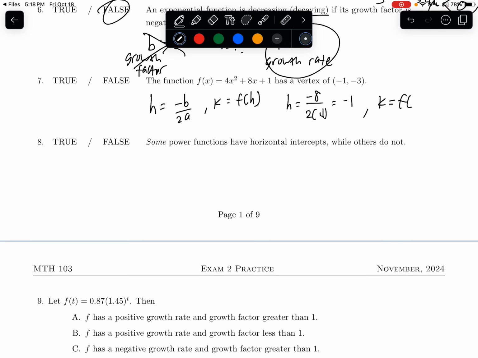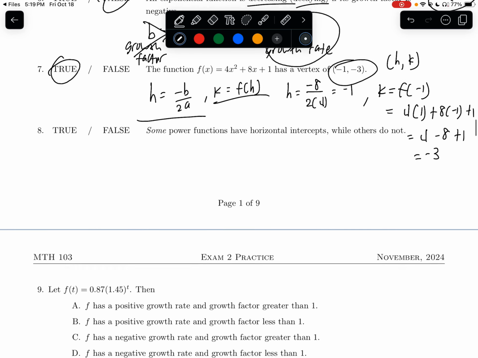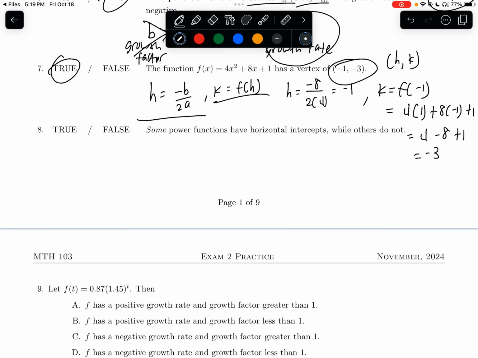And if I evaluate the function at negative 1, I would get 4 times negative 1 squared, plus 8 times negative 1 plus 1, so this is 4 minus 8 plus 1, which is negative 4, plus 1, which is negative 3. And so then, yes, this is the vertex. Remember, this is the h, comma, k. It's the ordered pair. And you can find the h value using this, and then just plug that into the function, and that will give you back the value for k.